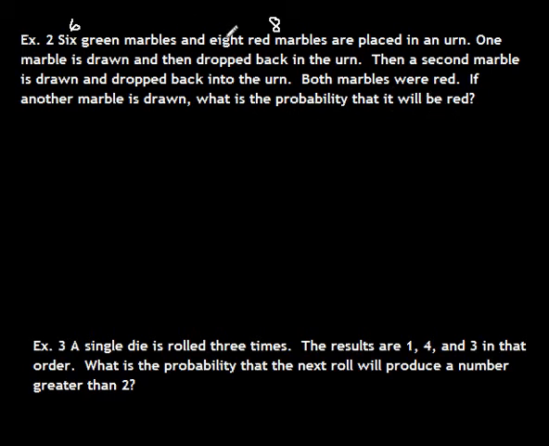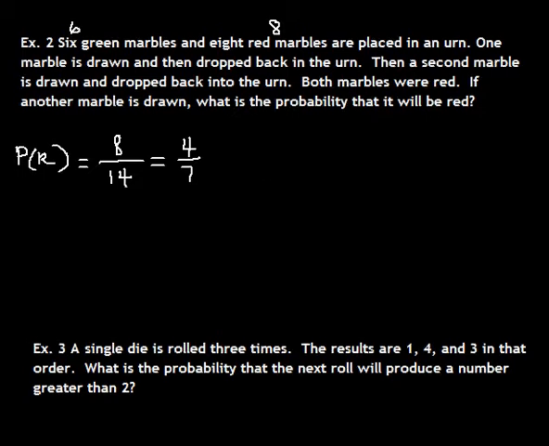Well, that's what we're looking for, so it's going to be 8 on the top, out of the total number in the sample space. So that's out of the total number of marbles in the bag. So it's going to be 14. So the probability, we're always going to reduce these. So the probability of drawing a red marble is 4 out of 7. So if you draw 7 marbles, there's a good chance you'll get 4 red marbles, because there are more red marbles than green marbles. Easy stuff. Okay, let's go on to the die.